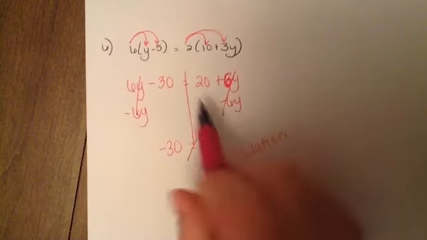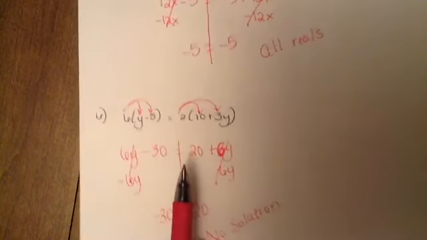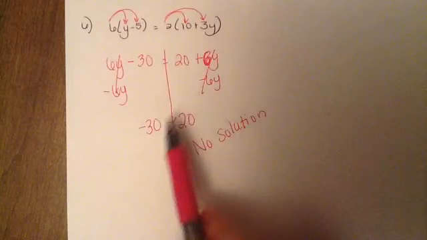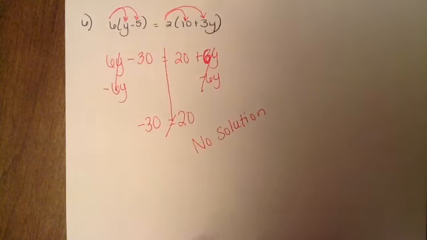There is nothing that you can plug in here to make that work. Okay? So if you get something that comes out to be a number equals itself, all reals. If you get a number that doesn't equal the other number, no solution.